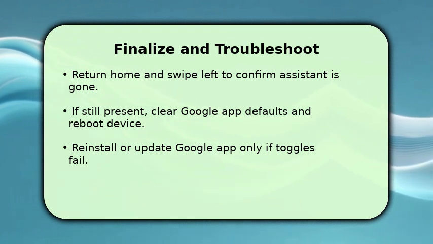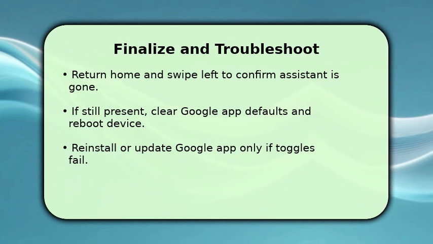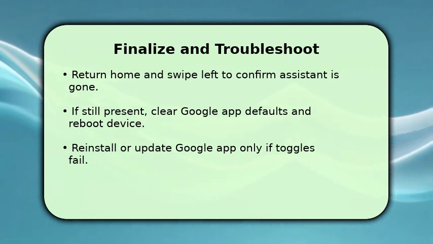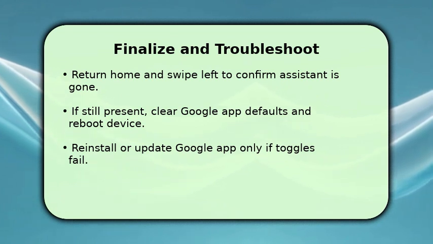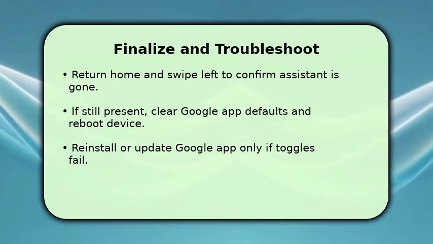If all else fails, update or reinstall the Google app, then reapply the Disable option. This resolves cases where an app glitch forces the feed back on. That single reboot usually fixes residual issues.